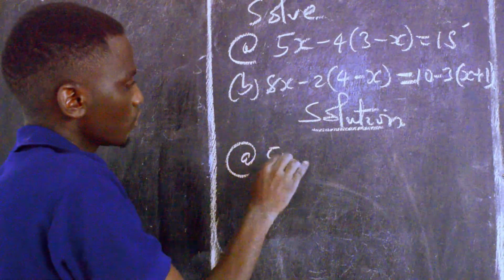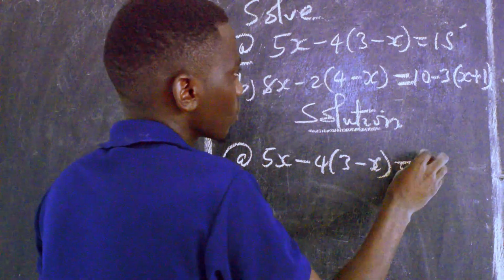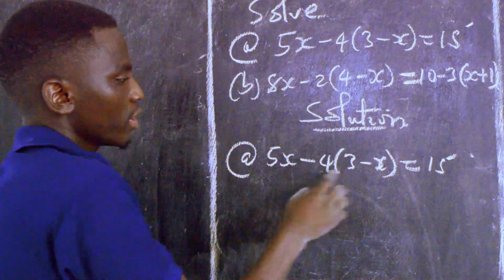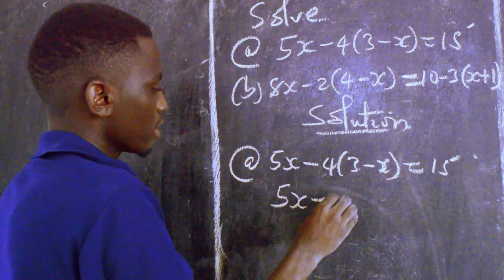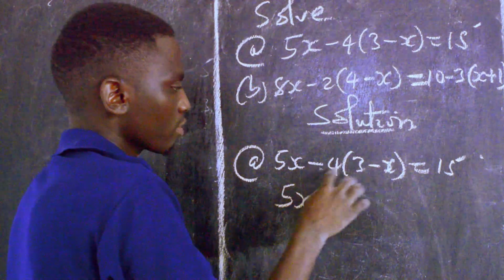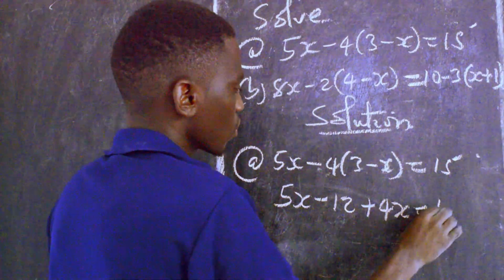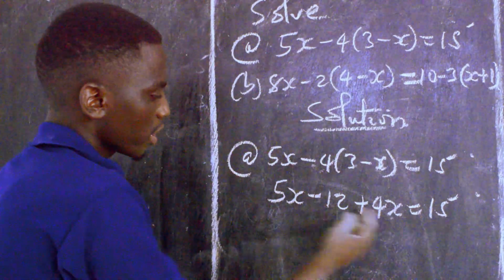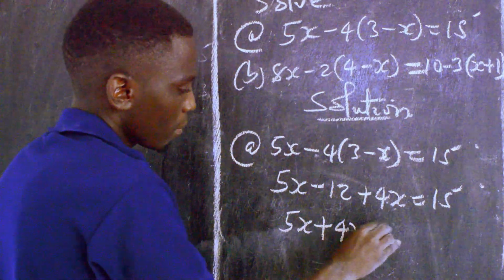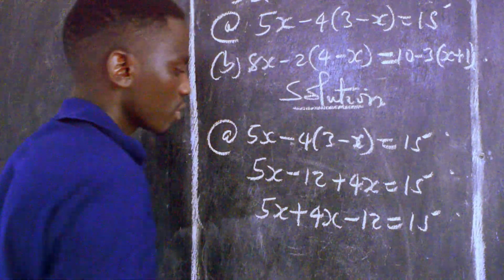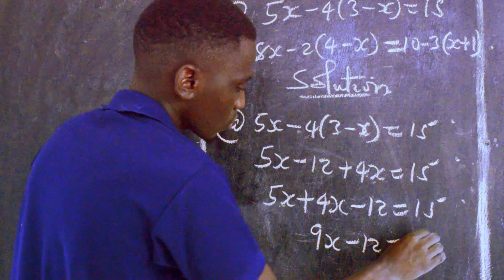So here you have 5x minus 4 bracket 3 minus x is equal to 15. So here you open the bracket. So it will be 5x minus 4 times 3, here you get negative 12. Negative 4 times negative x, you get the positive 4x is equal to 15. Here you rearrange. So you will have 5x plus 4x minus 12 is equal to 15. So if you add here, you get 9x minus 12 is equal to 15.